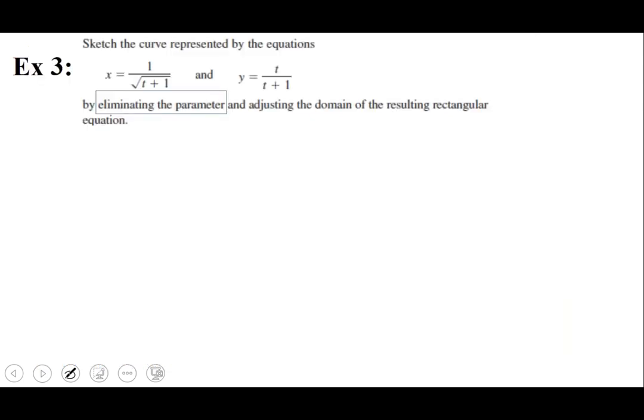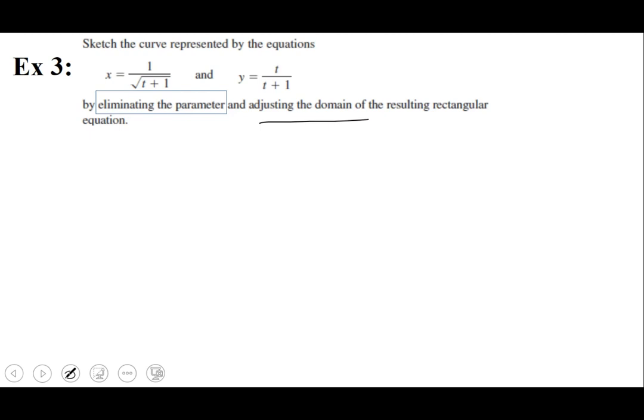So here you're going to sketch the curve represented by those two equations by eliminating the parameter and then adjusting the domain of the resulting rectangular equation. Now, just FYI, you're not going to have to really worry too much about this tonight, or basically for us, this whole chapter. But again, it's just something you always want to keep in mind. So if we're going to eliminate the parameter, I want to take one of these equations, either the x equals or the y equals, and I want to go ahead and solve it for t equals.